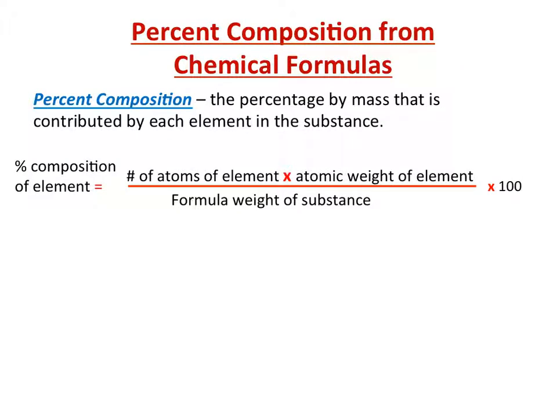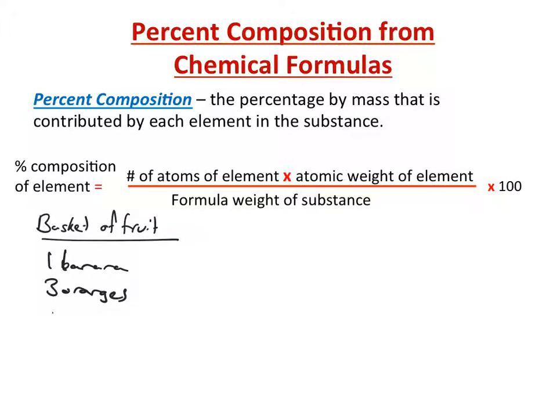Next, we could talk about the percent composition. This is the percentage by mass that is contributed by each element in the substance. And there's a general formula for it. The way I like to think about this is, let's just say that we had a basket of fruit. And in this basket of fruit, we could say that we have 1 banana, we have 3 oranges, and we have 6 apples.